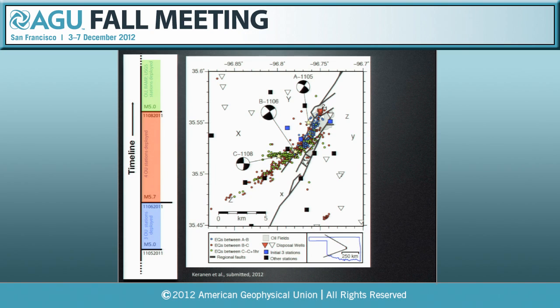Then in red, what I'm showing are the events between the main shock and the 5.0 aftershock, so event B and C. And then finally, you can see the aftershocks following the magnitude 5.0 earthquake shown here in green, and that a lot of these aftershocks coincide with that unmapped fault plane.